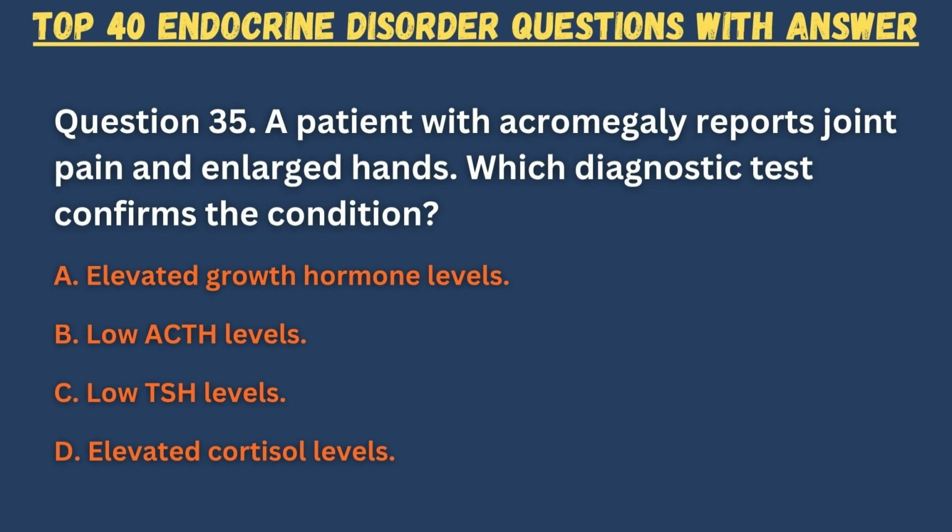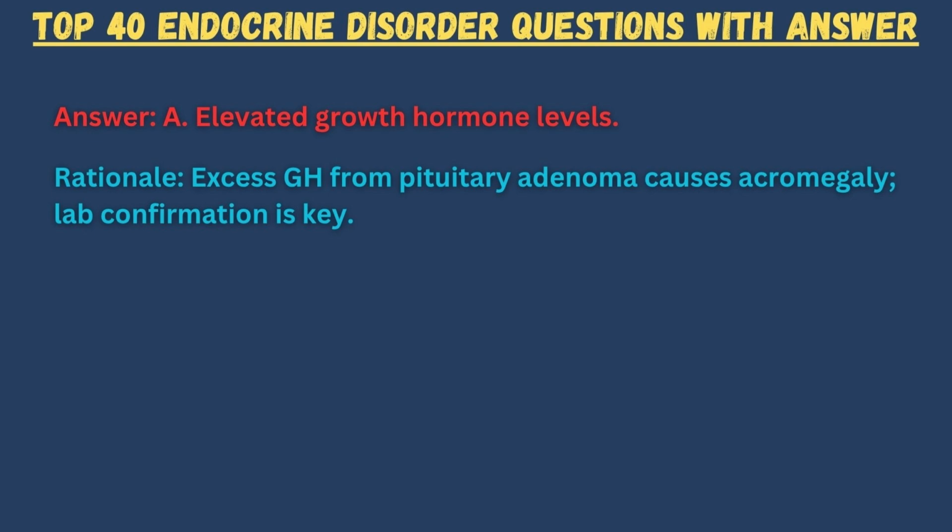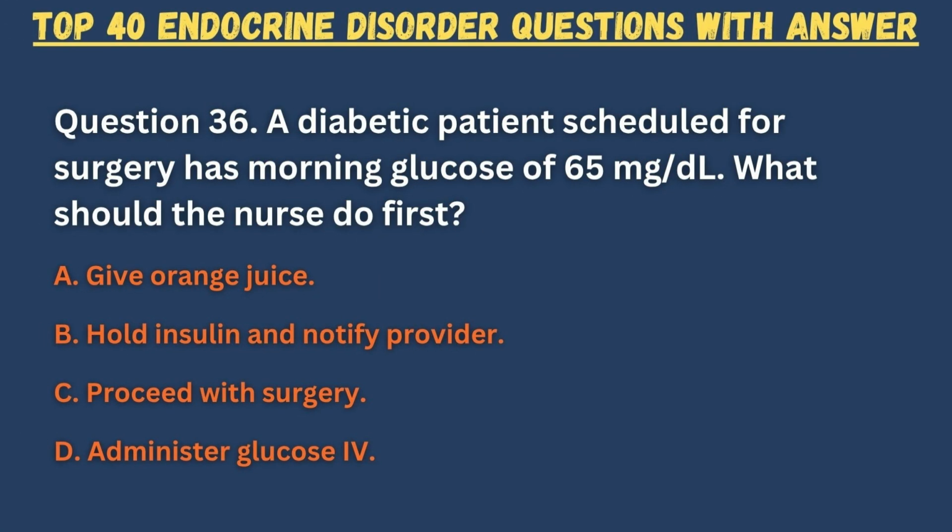Question 35. A patient with acromegaly reports joint pain and enlarged hands. Which diagnostic test confirms the condition? A. Elevated growth hormone levels. B. Low ACTH levels. C. Low TSH levels. D. Elevated cortisol levels. Answer: A. Elevated growth hormone levels. Rationale: Excess GH from pituitary adenoma causes acromegaly. Lab confirmation is key.